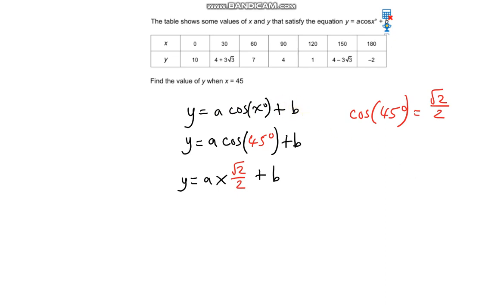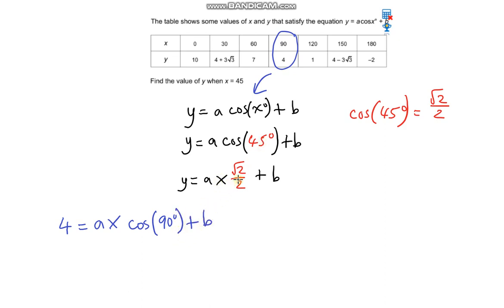So let's do that. I'm going to choose this set of values here, and you'll see why I've chosen them in a minute. We're just going to pop these values into our original equation to work out the values for a and b. So instead of y, I'm going to replace y with 4. So it's 4 equals a times the cosine of x. Now the cosine of x, that's the cosine of 90 degrees, and then plus b.